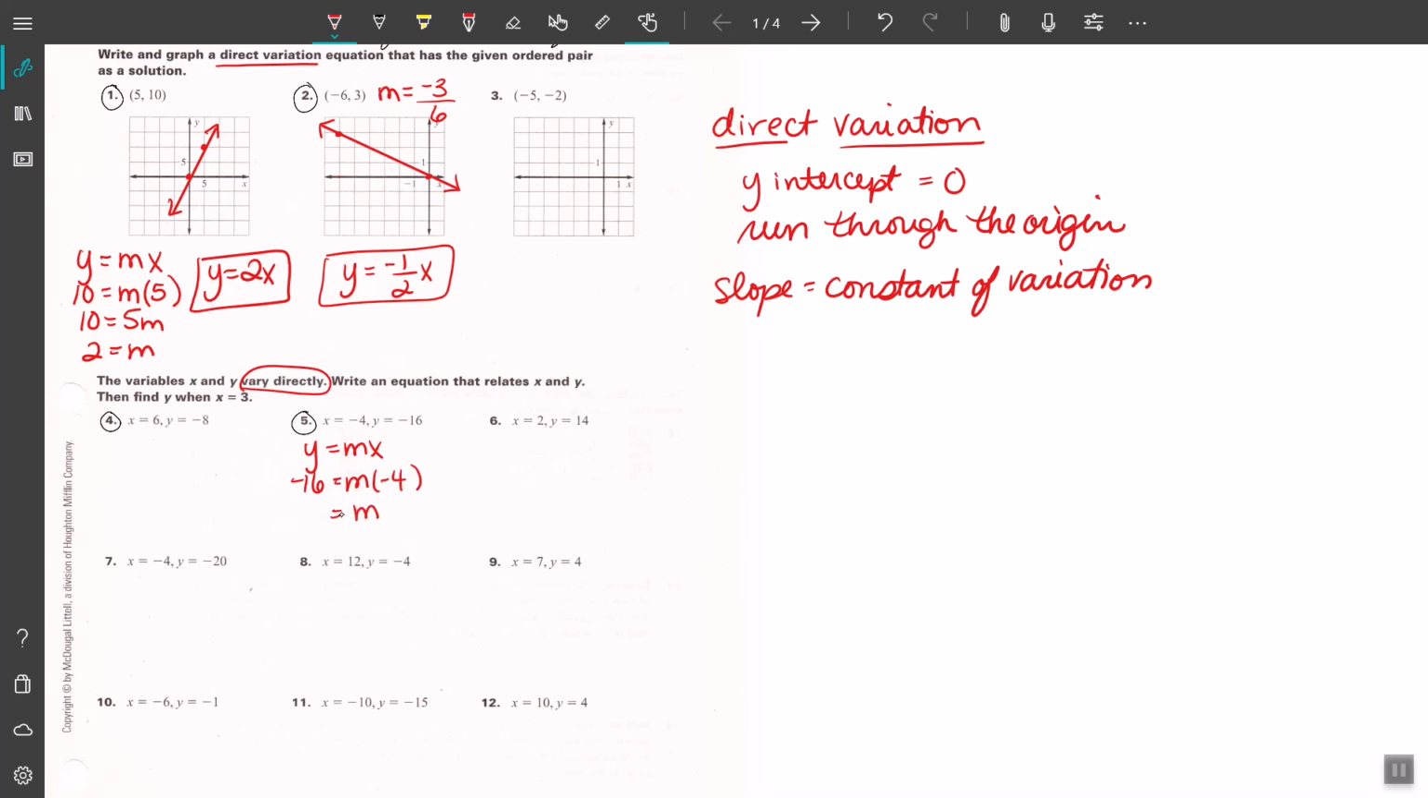My slope will be 4. So then my equation becomes y equals 4x. And that's the first part. The second part will be what is y when x is 3. So I'm going to evaluate at x of 3, and I'll get a y of 12. And then I have a second point on that line.